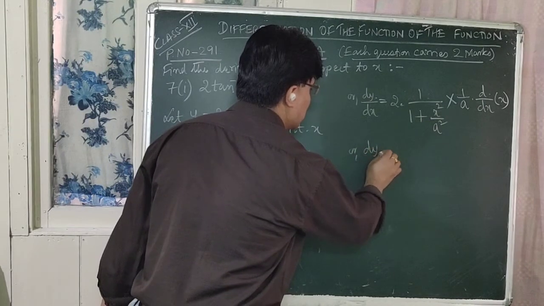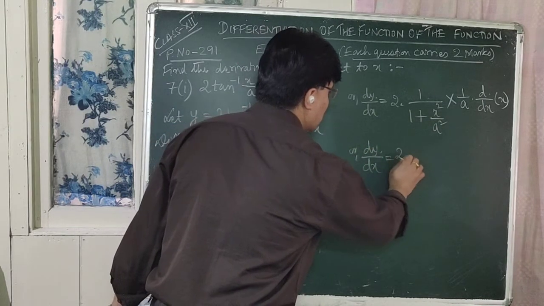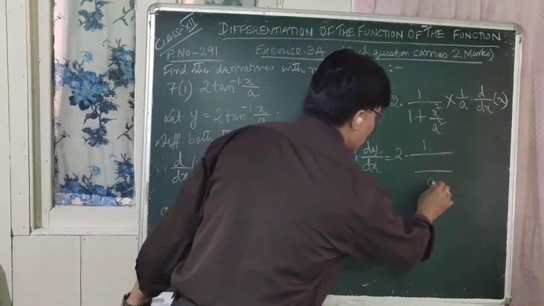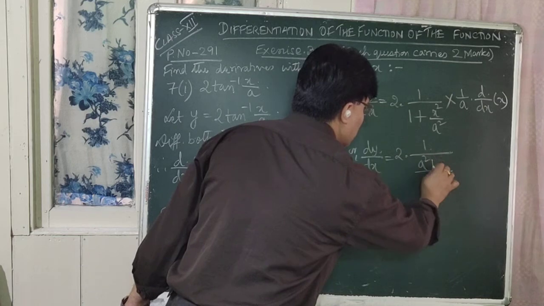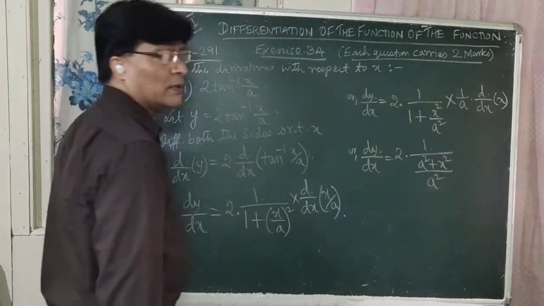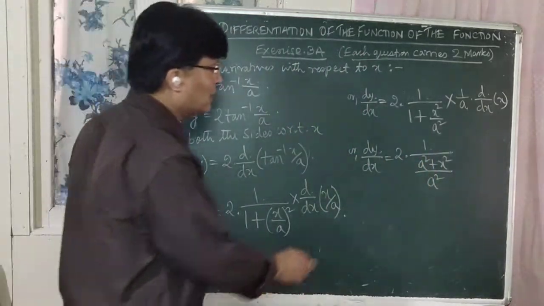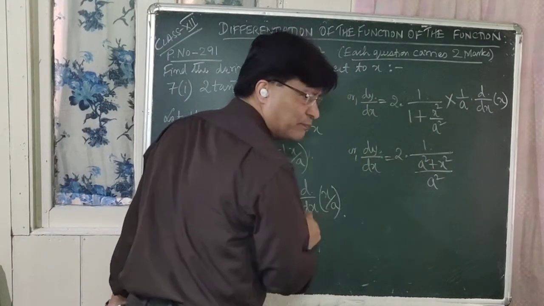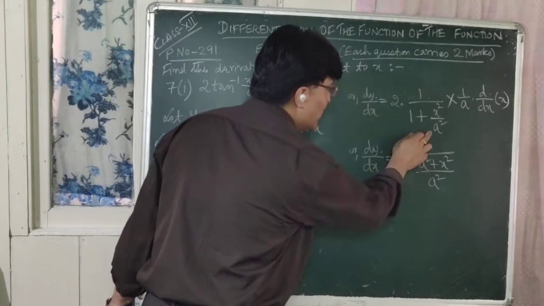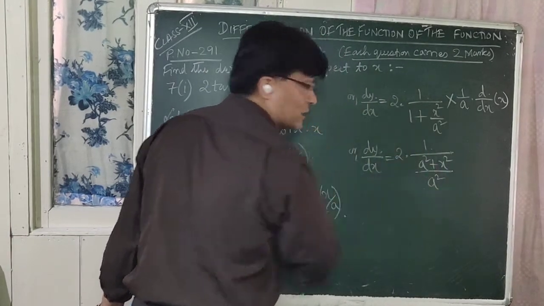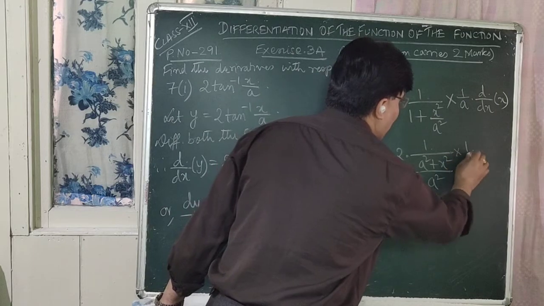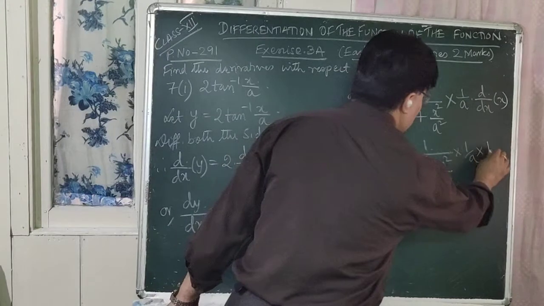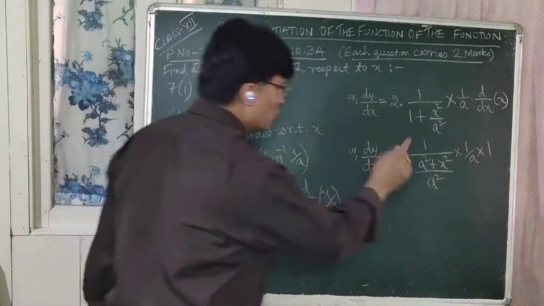Or dy by dx, let us simplify it. Dy by dx is equal to 2 into 1 upon, what's the LCM out here? It is a square. So it is a square plus x square. Is that clear? That is a square is the LCM. So what will be above this denominator? Above this denominator a square, there will be a square into 1. A square plus x square, right? So into 1 upon a into, what is dy by dx of x? Always 1. So write 1. Okay? So here you can simplify it.